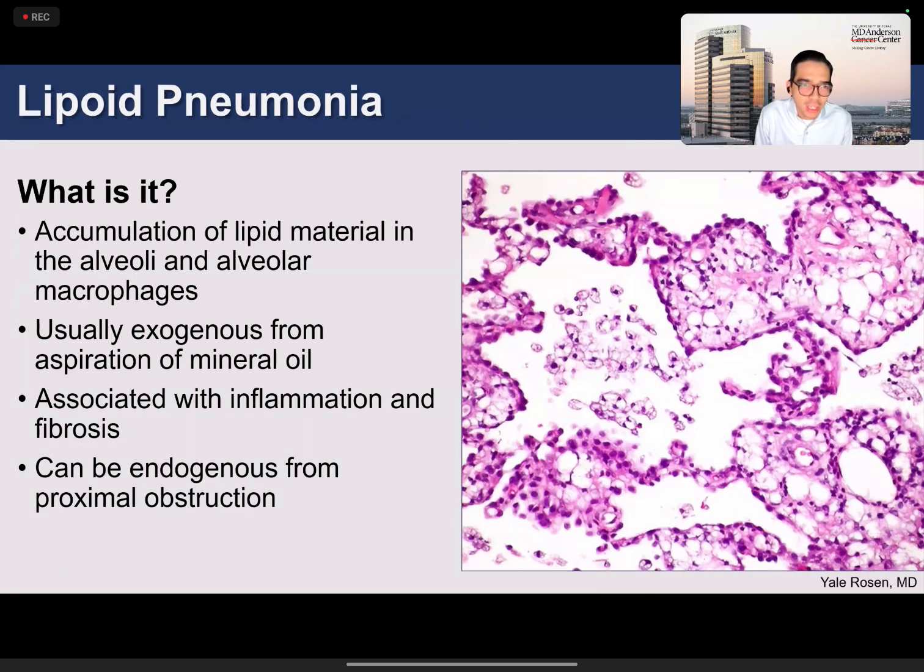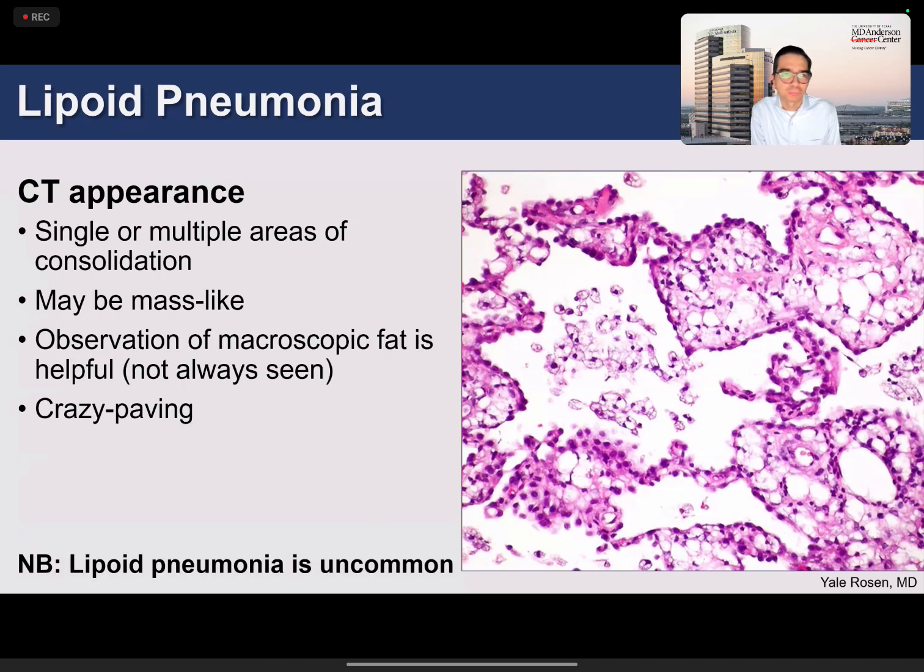So it's accumulation of lipid material in the alveoli and alveolar macrophages, and it's usually from exogenous aspiration, as I mentioned, but it can be endogenous from proximal obstruction. There's something called golden pneumonia, where you have a proximal tumor and then fatty degeneration of a post-obstructive pneumonia. I don't think that's very common, though. Usually when you see fat-containing lesions in the lung, it's lipoid pneumonia, and it's usually from exogenous causes.